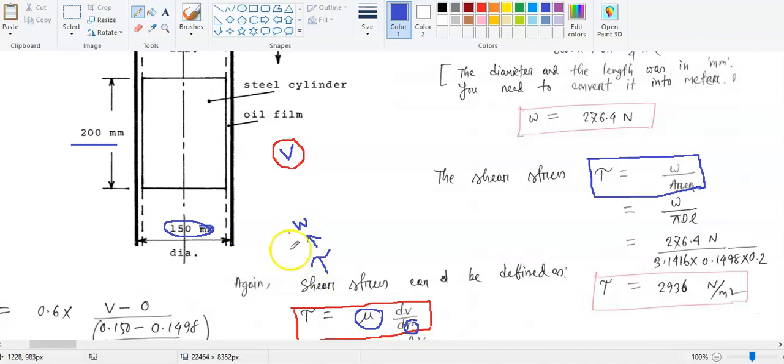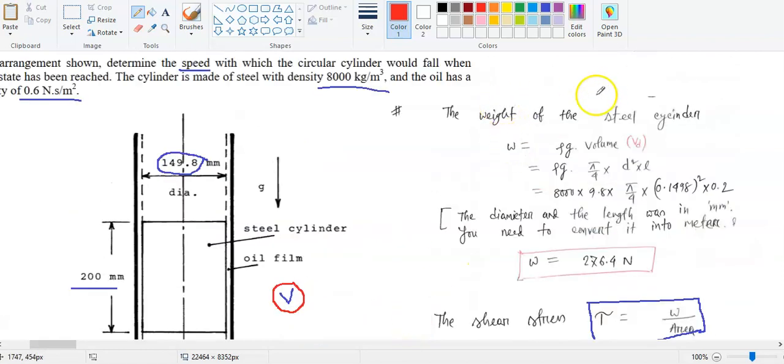You know what I mean? Once we know these two values, then we will get the velocity. So at first we need to calculate the weight of the cylinder, and when we know the weight of the cylinder, then we will get the surface shear stress. Once we know the shear stress, we will substitute the value here and get the velocity. Right. So the weight of the steel cylinder is rho g and the volume. You see the density is 8,000, gravity is 9.8. I believe now you can solve this problem.